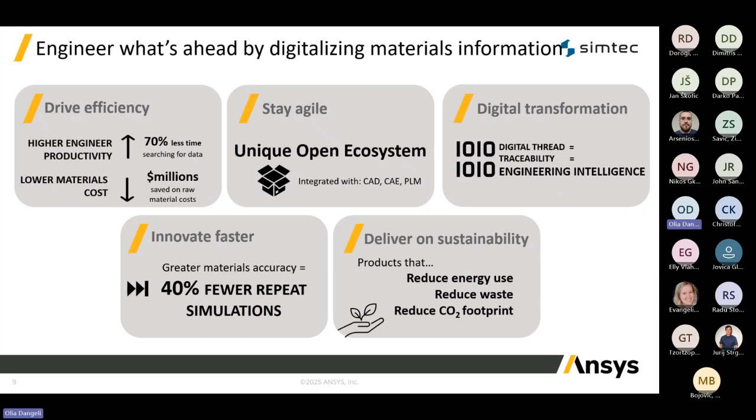So we saw the tools, we also saw the materials data behind them. The question is, what difference does all this actually make? So in other words, what happens when you digitize and centralize your material information? First of all, you can drive efficiency because by using the right materials early on, you can cut down on waste and save significantly on raw material costs.